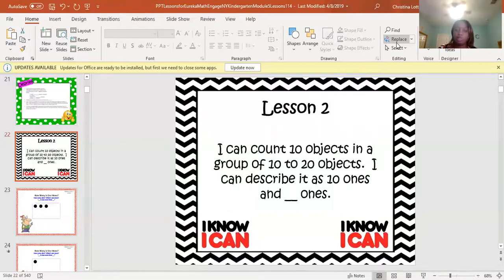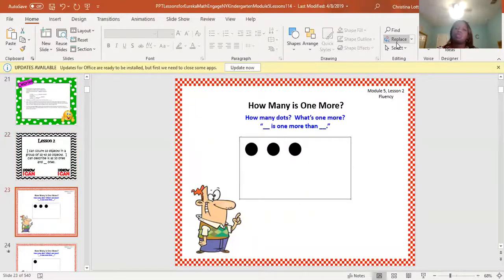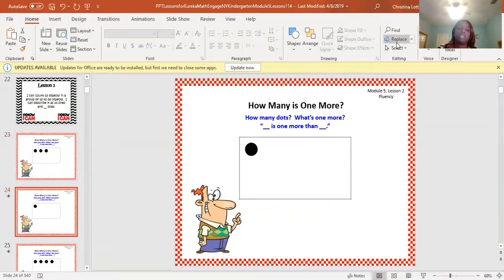Let's hop into our fluency. So we're focusing on one more today, and we're going to be using the sentence stem blank is one more than blank. So let's look to see how many dots we have. We have 3 dots. So what is one more than that? 4. Good job. So 4 is one more than 3. Make sense? Awesome. Okay, you're going to do this next one on your own.